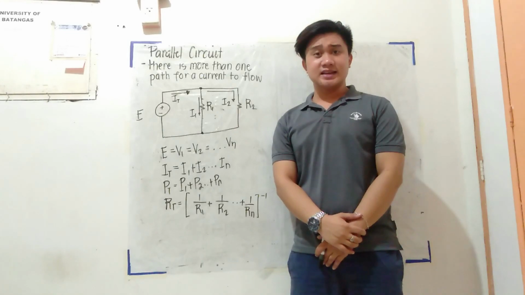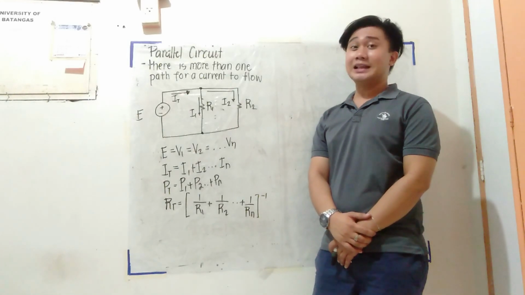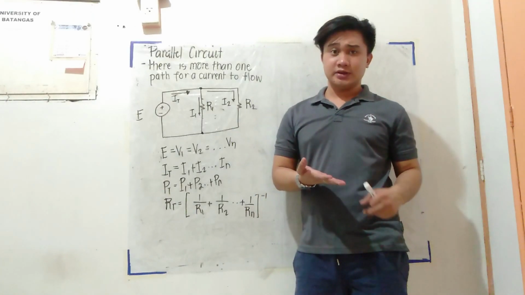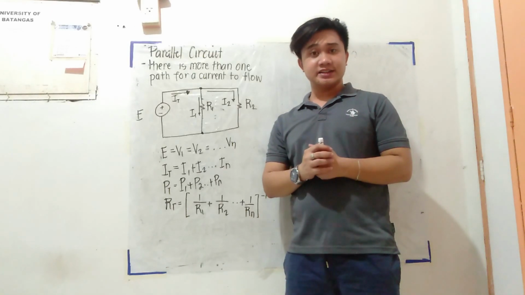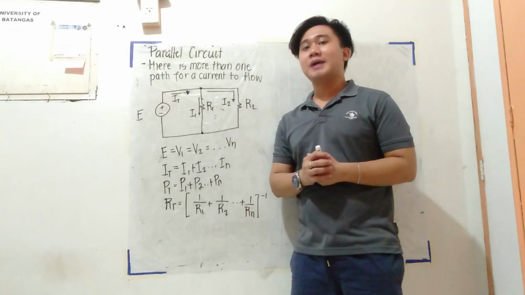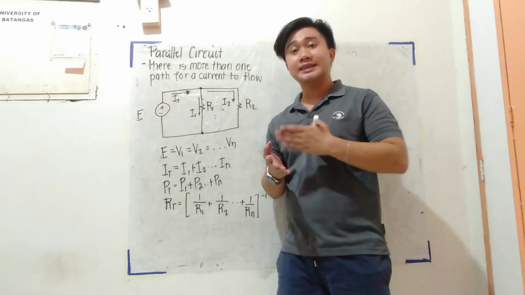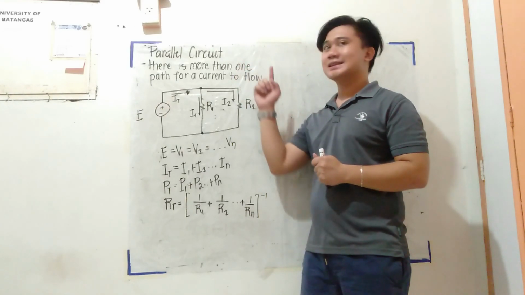Hello guys, so let me discuss the second type of circuit connection. This time it is the parallel connection or parallel circuit. In a series connection, meron lang tayong isang dadaanan ng circuit ng ating current. Ang parallel circuit, meron kang madaming option sa current para daanan niya. Okay, so madaming pwedeng daanan kapag parallel circuit.